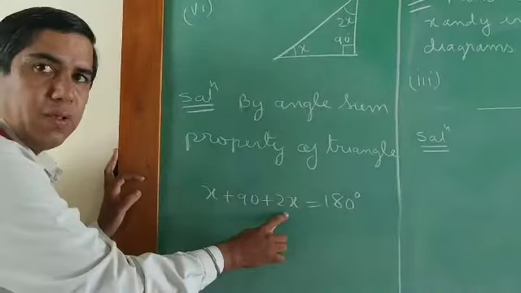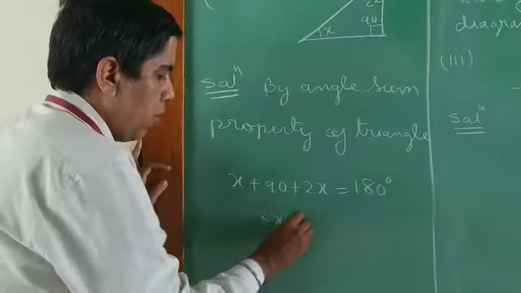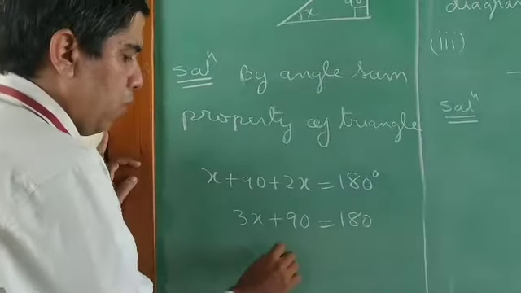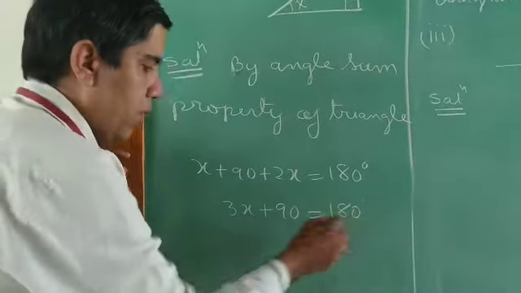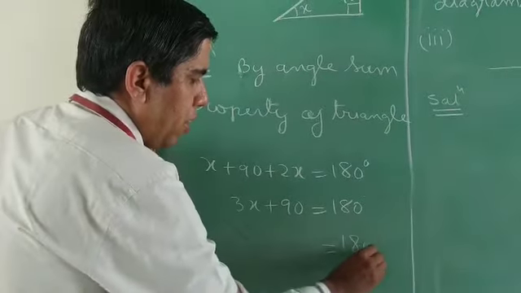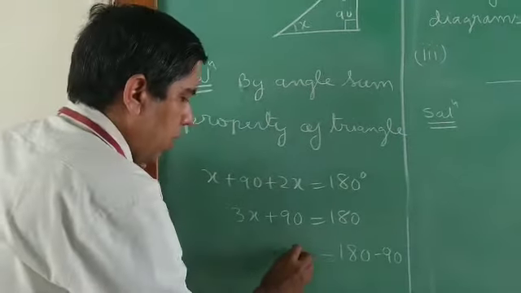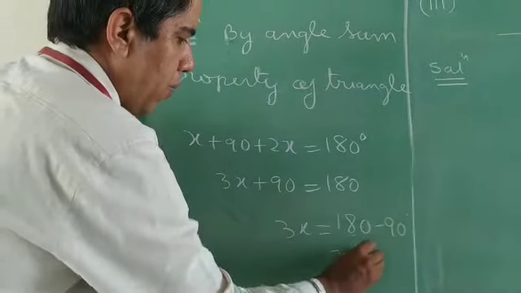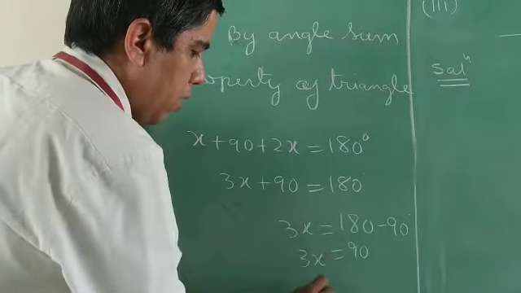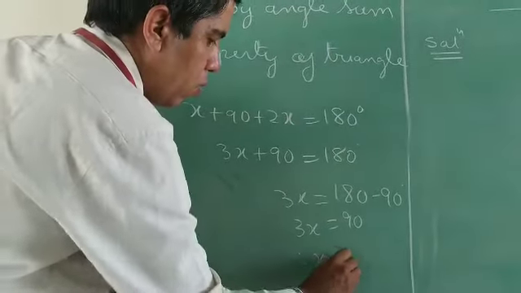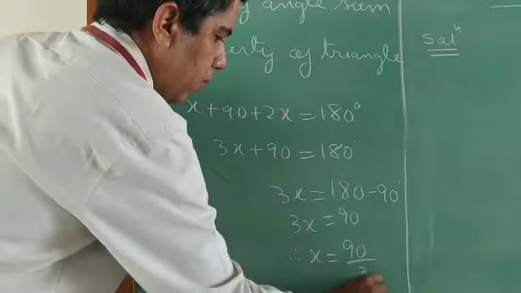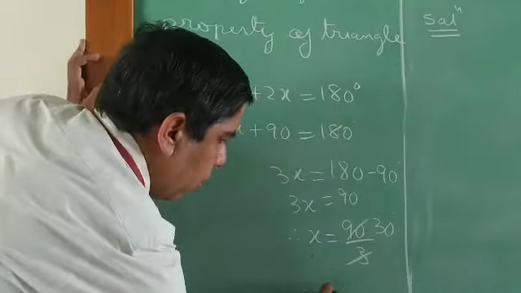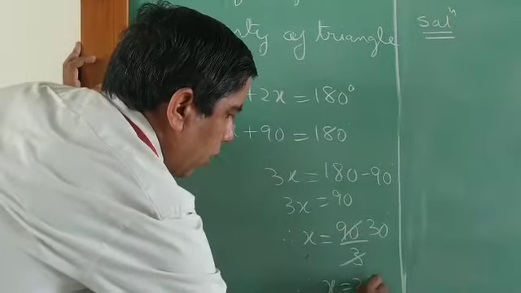Now x plus 2x is 3x. So 3x plus 90 equal to 180. Now I am going to transfer this 90 to the other side. So it becomes 3x equals 180 minus 90, which is 90. So 3x equal to 90. Therefore x equal to 90 by 3, and the answer is 30 degrees. Therefore x equal to 30 degrees is the answer.